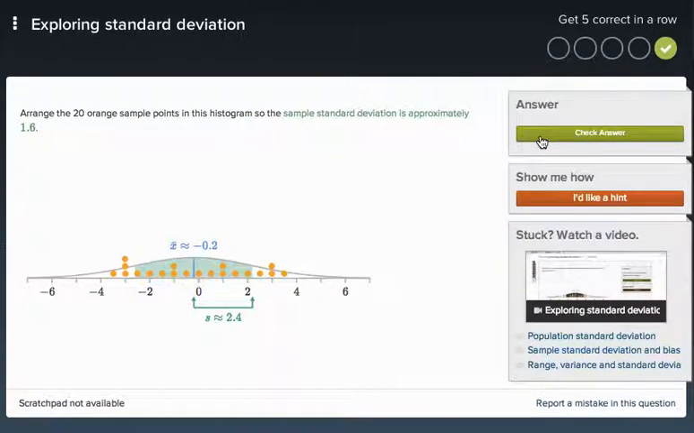Alright, let's try another one. So this one, we want a standard deviation of 1.6, and we're given a standard deviation of 2.4. See how these are all kind of spread out pretty evenly? It's not skewed left or skewed right. So we're going to move points from the outside in to make our standard deviation smaller. Again, we want to notice what trends we see. Oh, there we go. We needed 1.6, we got 1.6.